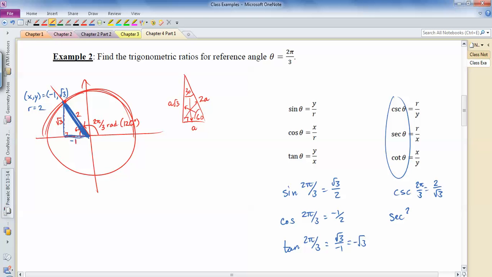Secant 2 pi over 3 is the reciprocal of cosine 2 pi over 3, so it's going to be -2 over 1, or -2. And then cotangent 2 pi over 3 is going to be -1 over root 3. So there are all our 6 trig values for that reference angle.